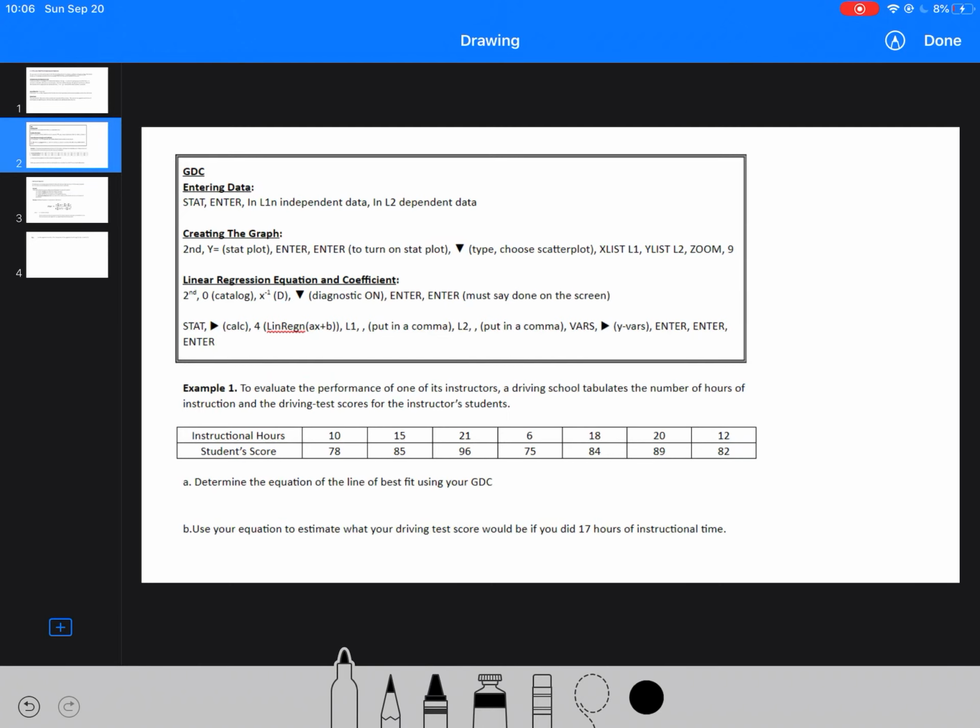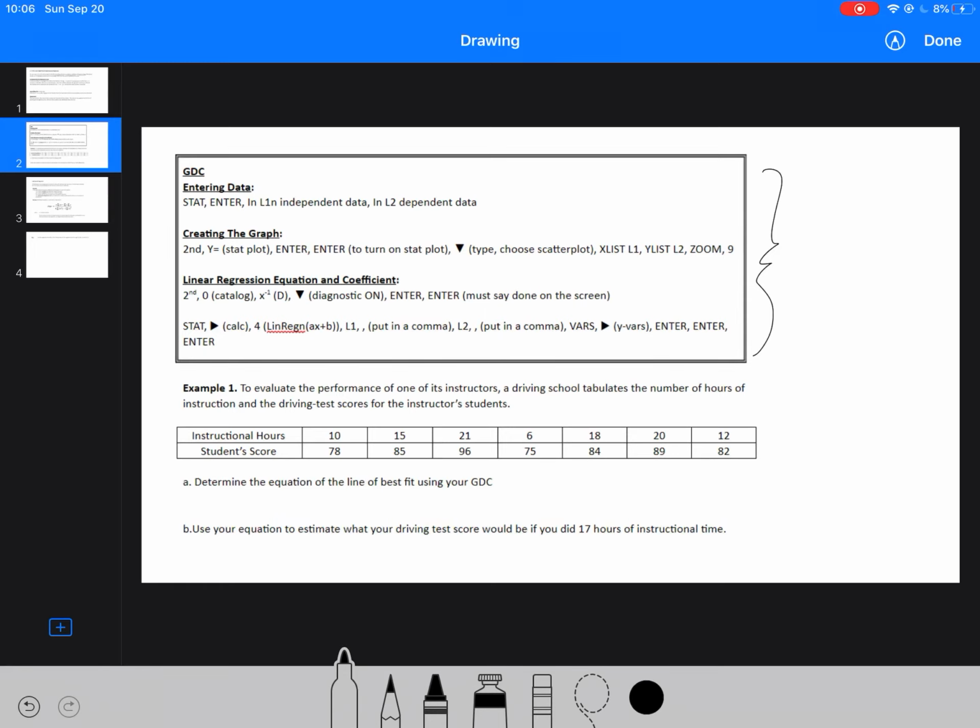You are really only responsible for being able to use technology to draw a line of best fit. So these are the steps that you need for your graphing calculator. You should memorize those. It comes up often on the IB exam. And we're going to look through an example below. You can check out in the unit outline, there's a screencast of the steps on your GDC.